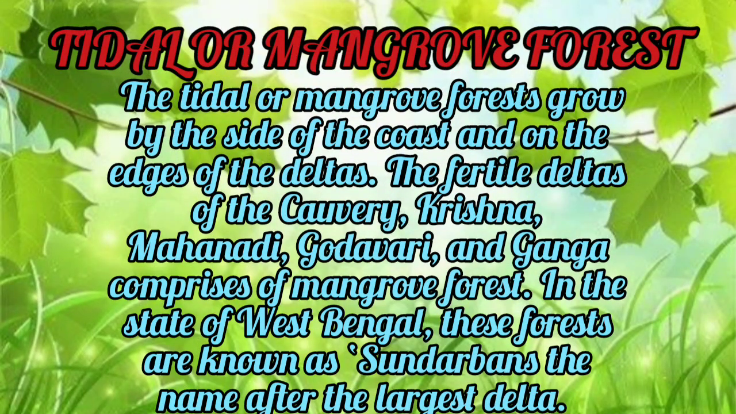Next we have the tidal or mangrove forests. The tidal or mangrove forests grow by the side of the coast and on the edges of the deltas. The fertile deltas of the Kaveri, Krishna, Mahanadi, Godavari and Ganga comprise mangrove forest. In the state of West Bengal, these forests are known as the Sundarbans, named after the largest delta.